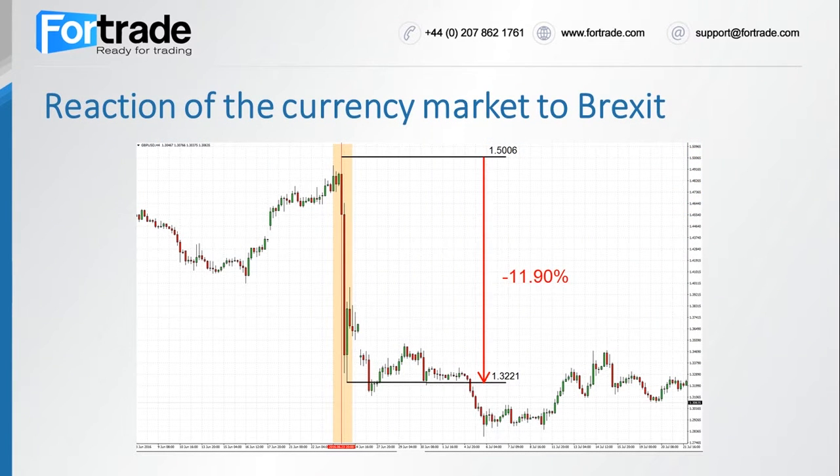So you can see here the reaction of the currency market to the Brexit result. This is the GBP USD. As many economists predicted, the markets would not be kind to the British pound in the event of a vote for Brexit. On the 23rd of June 2016, the day of the result, the GBP USD collapsed by more than 11%. Similar losses were recorded against multiple currencies on that day for the GBP.